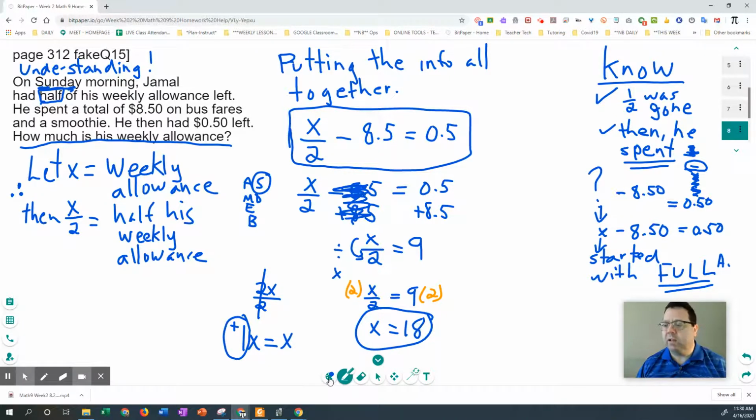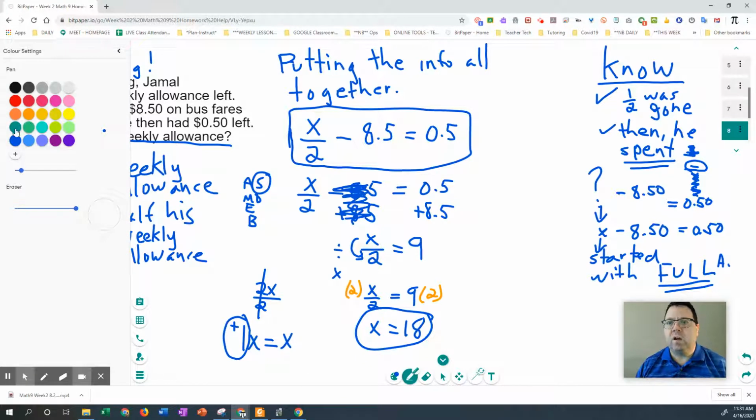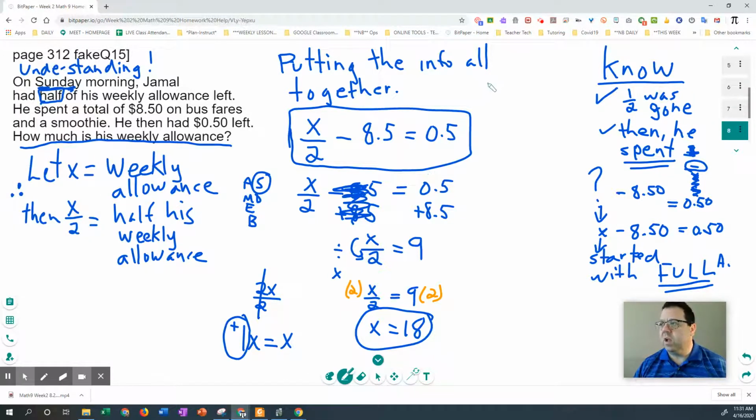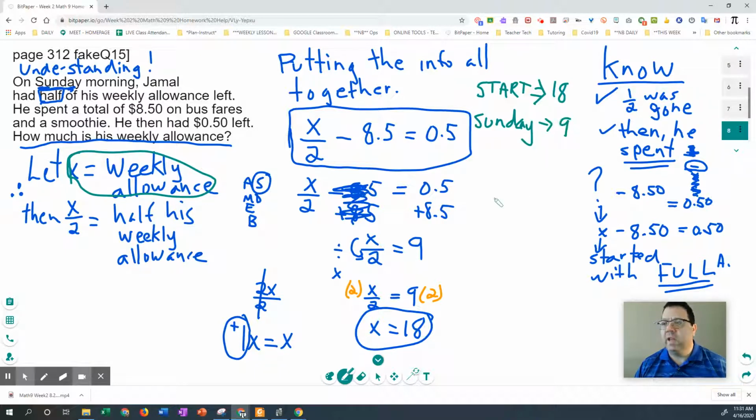Okay? Now think about that. Let's just think this through logically. Just to go back, we said X is his weekly allowance. So at the start, Jamal had $18. Now by Sunday, he only had half of it left, which means he only had $9. And then on Sunday he spent $8.50.